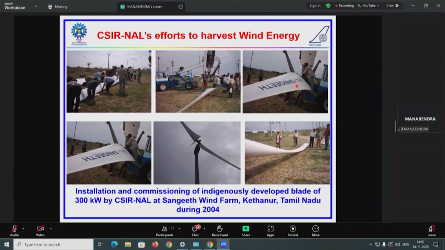And then during the time when I joined NAL, it was working on the grid connected system. So here you see a glimpse of a 300 kilowatt wind turbine that was majorly to help one of the local textile industries in Coimbatore district.